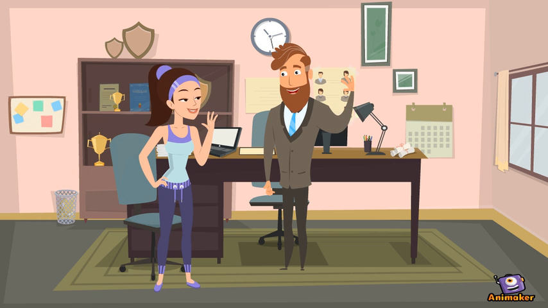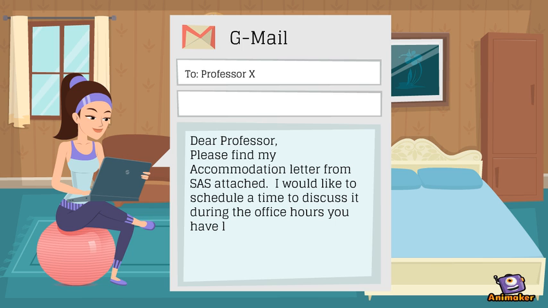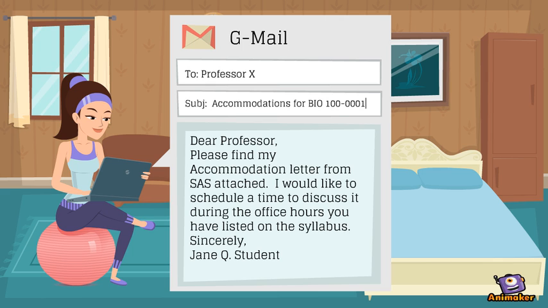Or you can email your professors the letter. Your accommodation letter lists your accommodations but does not list your courses. The message should include your course and section number in the subject line of the email. For example, your subject line would be Accommodations for Bio 100, Section 0001. Remember, each professor may teach multiple courses, and this helps avoid confusion.